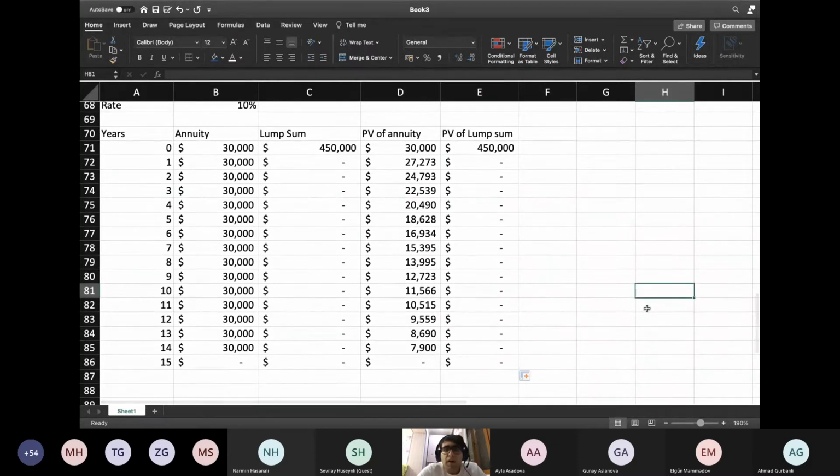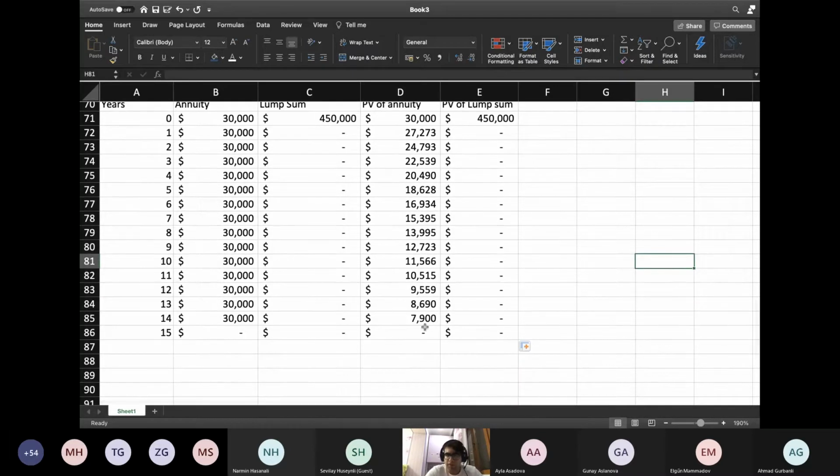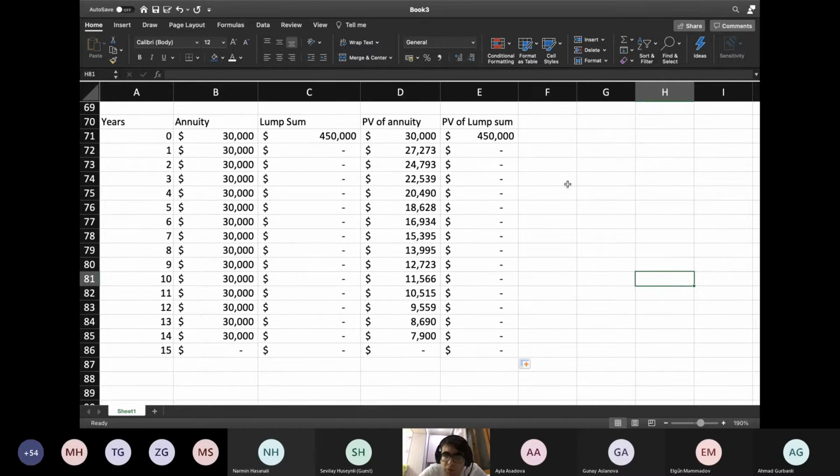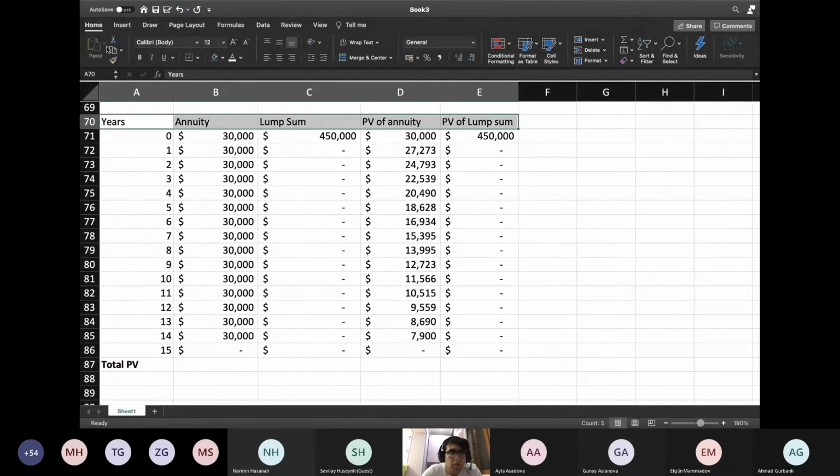So we found the present value of the lump sum, and let's look at the present value of the annuity in order to consider which option Farida should go by. Let me write here, total present value. Let's make them bold also.